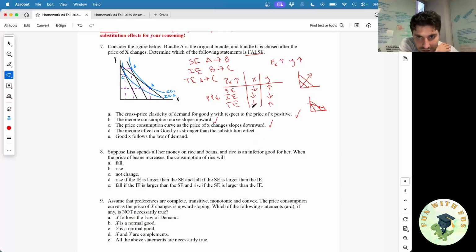The income effect on good Y is stronger than the substitution effect. I think that one's false because the substitution effect is what carried this total effect arrow. Even though we have a mismatch in voices here, MSA likes to call them the voices of your substitution and income effect. Since ultimately we chose to go up, that means my substitution effect voice was more impactful. So I would say that this one is false, that it is not true. And 7 is in fact D.